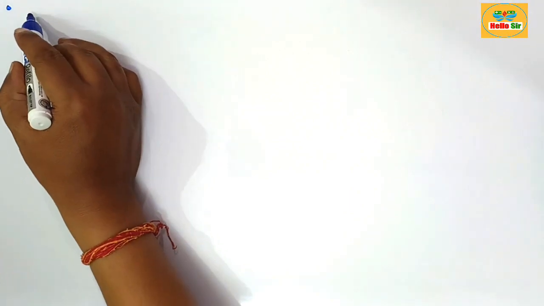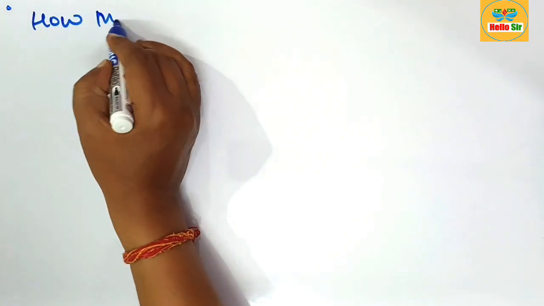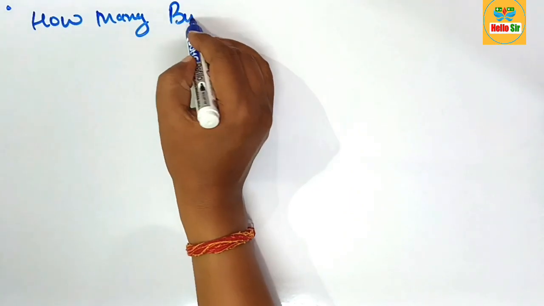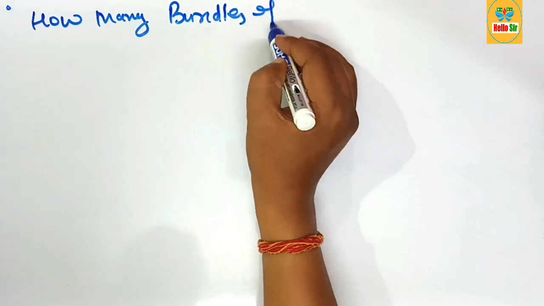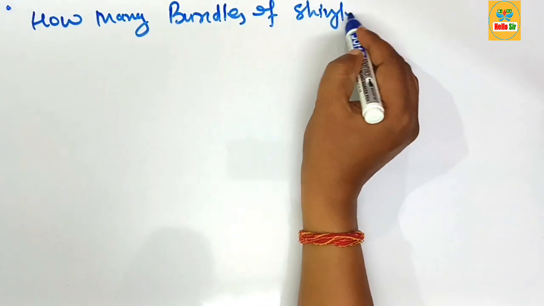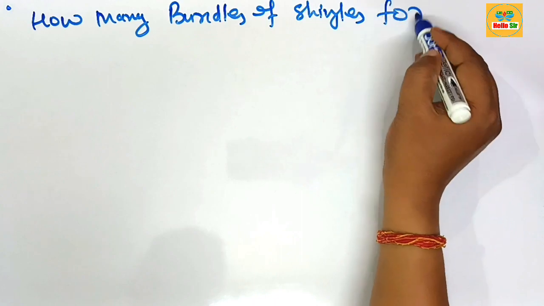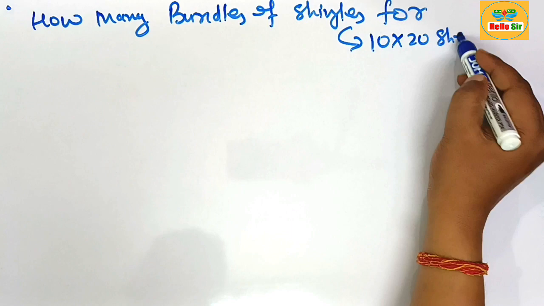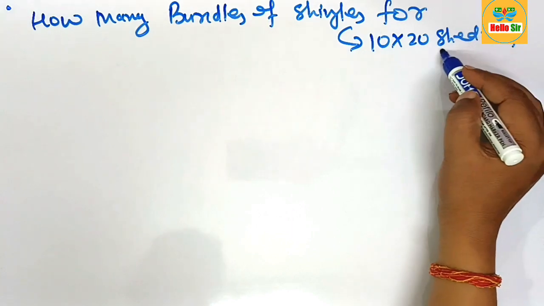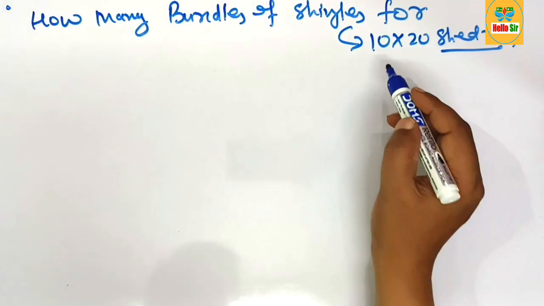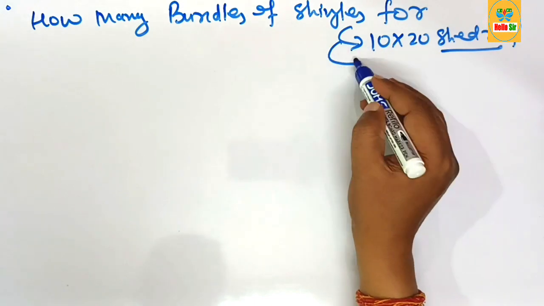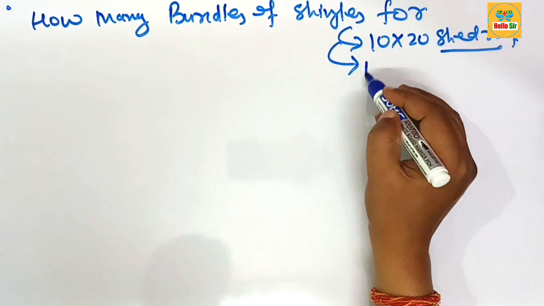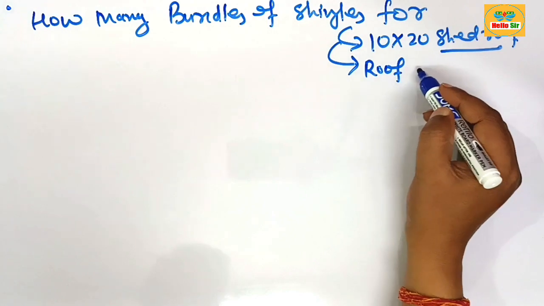Today in this video we will learn how many bundles of shingles do I need for a 10 by 20 foot shed roof. Here the dimension for the shed roof is 10 by 12 foot, and the shingles material is used for roof covering.